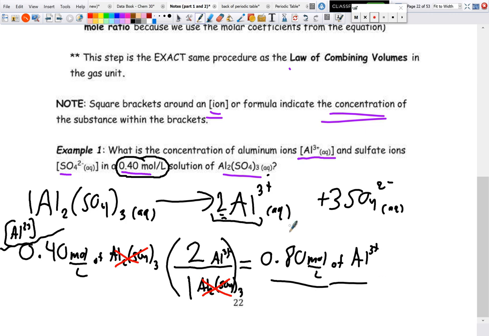Now, I don't have enough room here, or do I? No, I can't scroll down anymore, so I don't really have enough room to get to sulfate. So just pause this video if you need to and finish copying that down, because I'm just going to erase this and write the sulfate one.